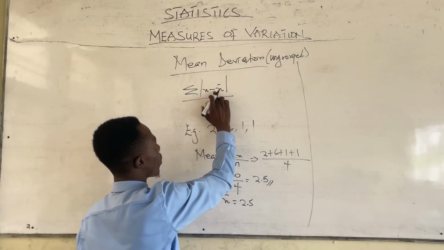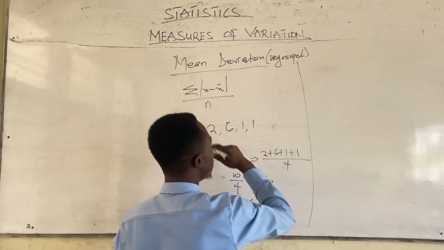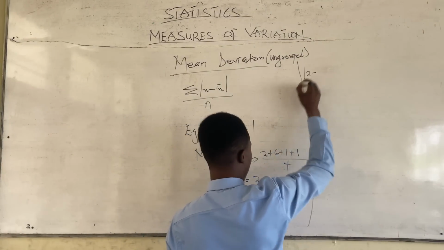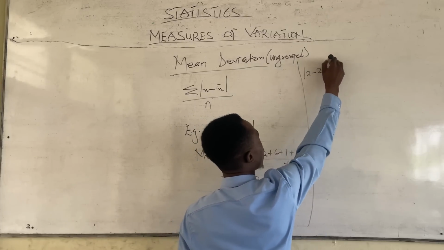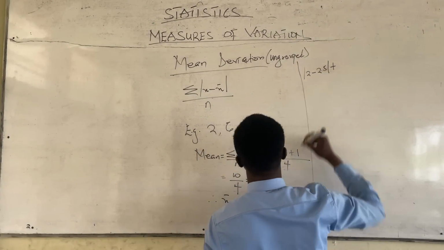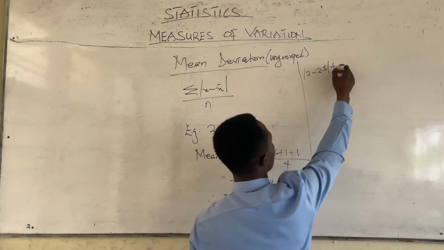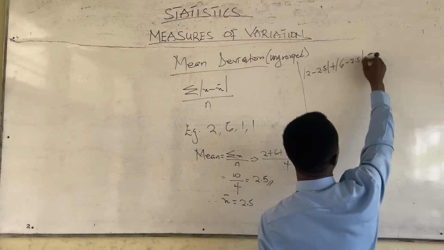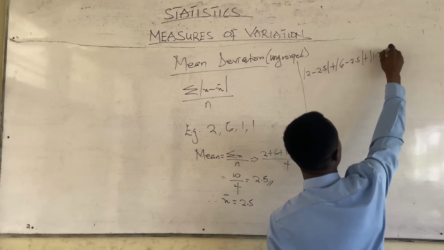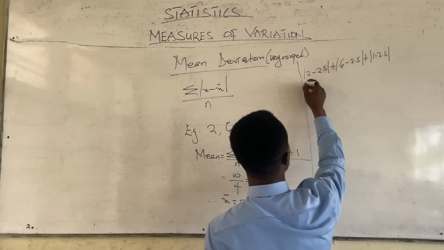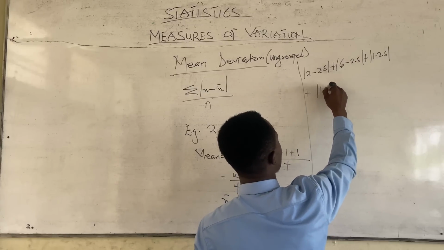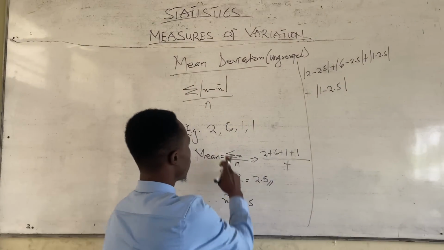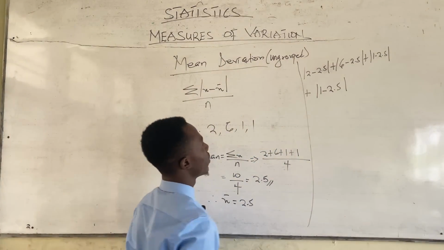Now the next one, from here we come to this side, that is x minus mean. So the first one is 2. We put it in absolute value, 2 minus 2.5, and we also say plus 6 minus 2.5, plus 1 minus 2.5, then plus 1 minus 2.5. So these are the 4 things we have, 1, 2, 3, 4. So we have deviated the mean. I hope you get it.